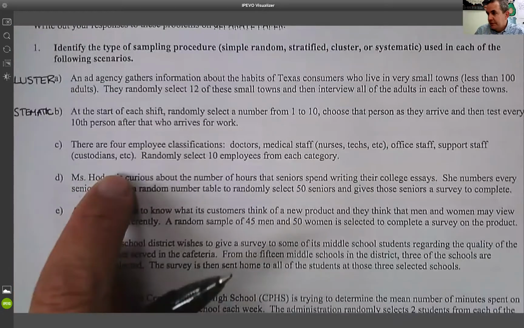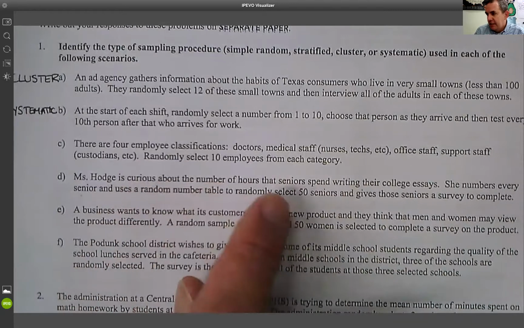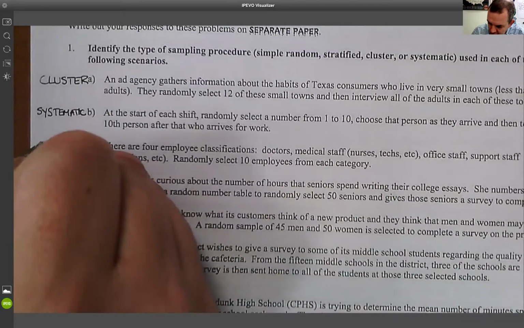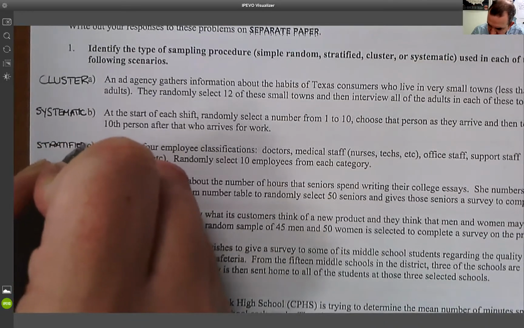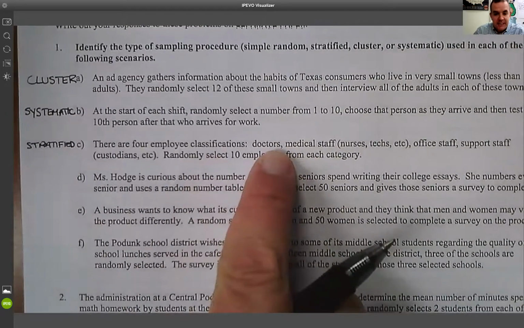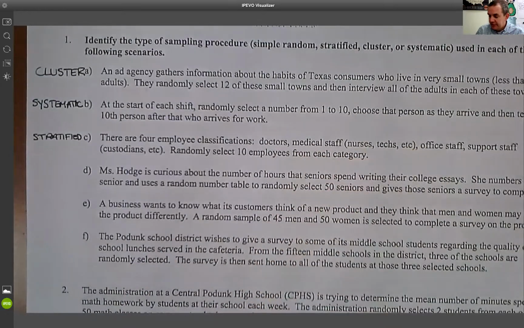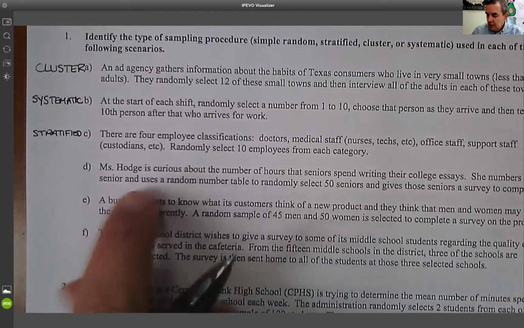Next one, there are 4 employee classifications: doctors, medical staff, office staff, support staff. Randomly select 10 employees from each category. That is going to be our stratified. Stratified is where we break them into groups, and those groups are homogeneous, same in some way. So in this case, the idea is that the doctors' opinions would all be similar, as would the medical staff, the support staff, and the office staff. So that's stratified. We break them into groups, and then we select from those groups. We actually select simple random samples from those groups.